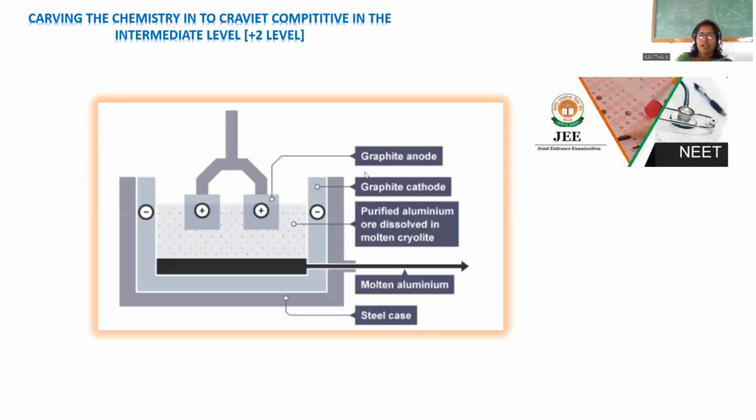Let's see the entire process of electrolysis, where you can find the graphite anode and the graphite cathode. When these two electrodes are inserted, aluminium ore is taken and mixed with the cryolite. Molten aluminium is collected from this outlet. The entire device is kept in a steel case. This is the process of electrolysis of bauxite ore to obtain aluminium metal.